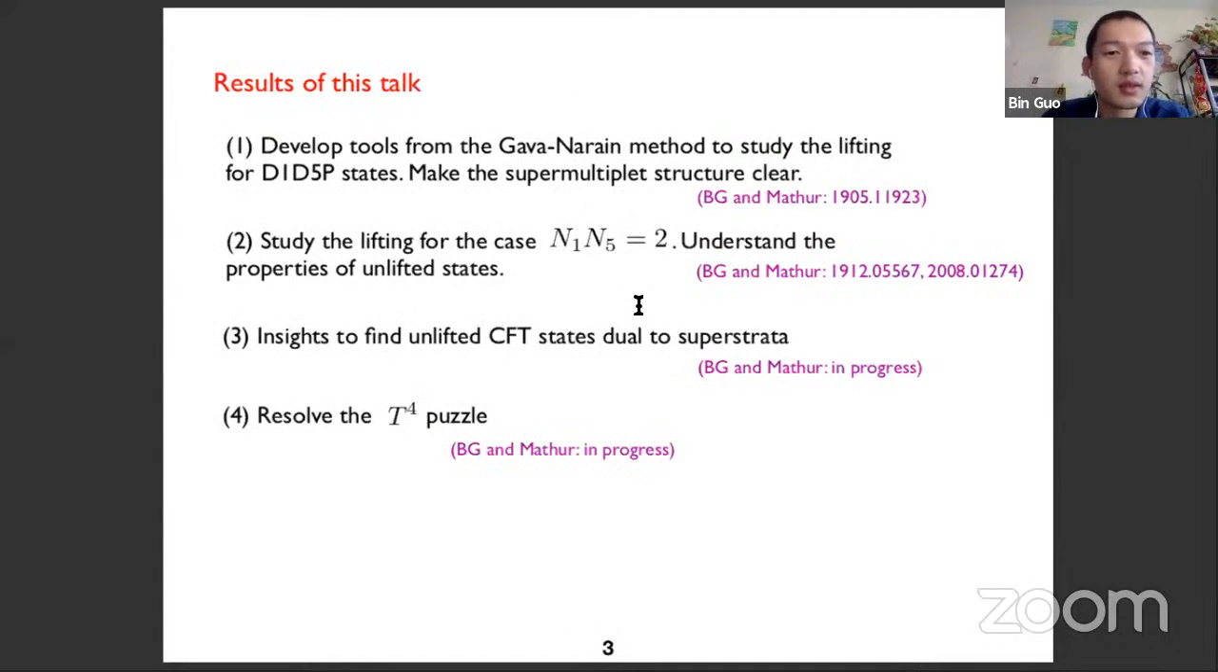These are the results of this talk. We will develop some tools from the Gava-Narain method to study the lifting, and we will emphasize the supermultiplet structure. We will apply these techniques to the simplest case, when n1 times n5 equals 2, and understand the properties of unlifted states, because the unlifted states, the BPS states, are very important in the geometry. We will also give some insights to find unlifted CFT states dual to superstrata. Because the twist can also change the winding sector, we will use that property to resolve the T4 puzzle.